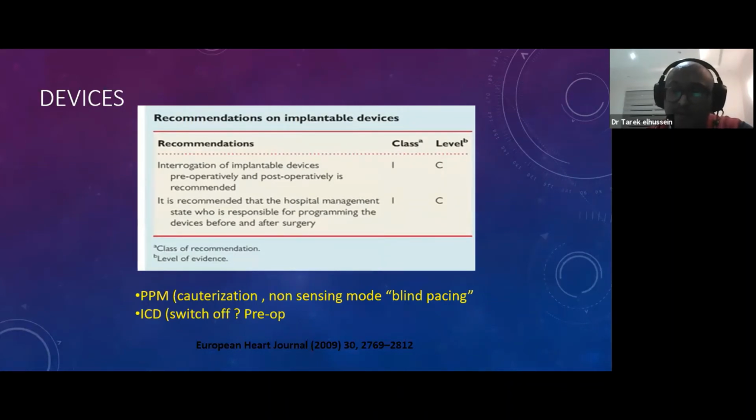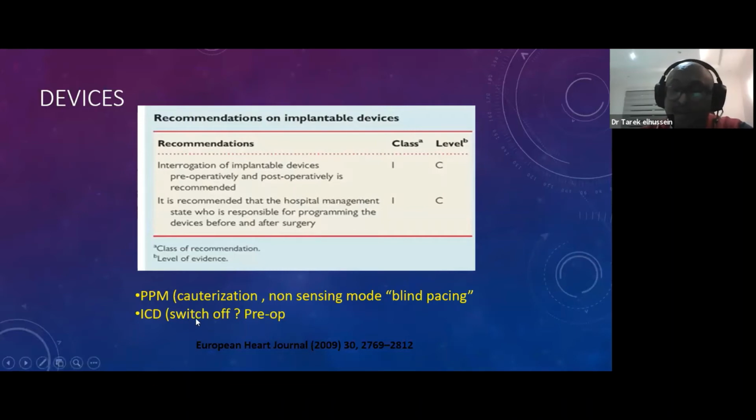So it's always better to ask the surgeon whether they will use cauterization or not. If they are going to use cauterization, it's always better to do reprogramming of your device. So what reprogramming do I need to do? For a permanent pacemaker, I need to change it into VOO mode. The VOO mode is actually a non-sensing mode with ventricular pacing, omitting the sensing function. So it will not sense any noise. It will just keep blind pacing during the OR, and after the OR, of course, you can do a mode switch back again.